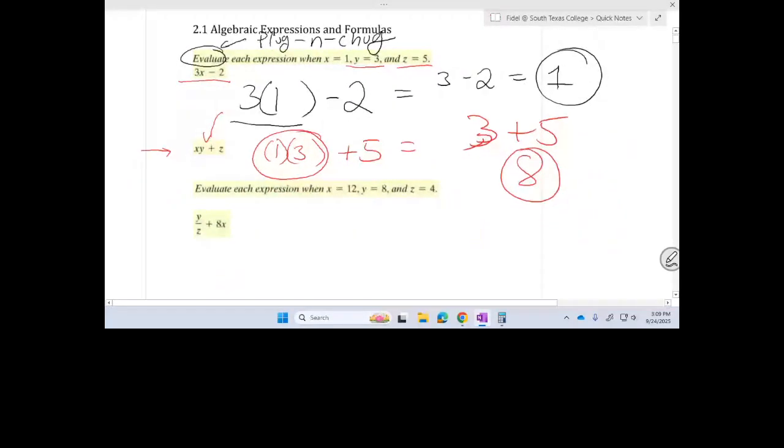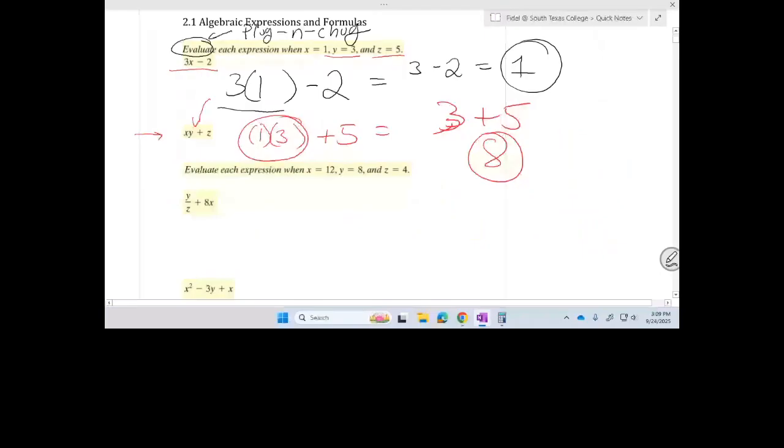So again, y'all, when I see the word evaluate, evaluate just means I'm going to plug and chug. Everywhere I got an x, plug in that number. Everywhere I got a y, plug in that number. Everywhere you got a z, plug in that number too.